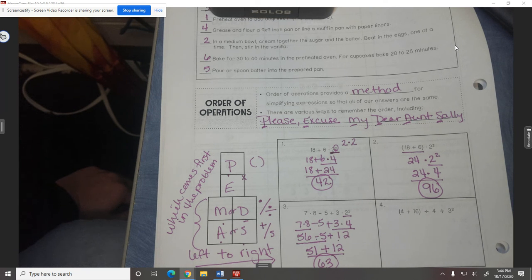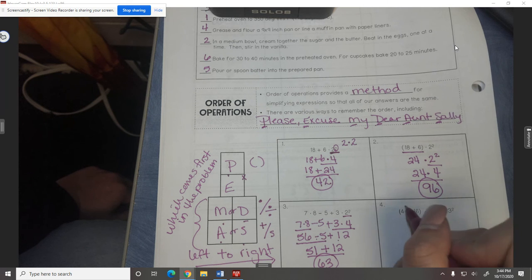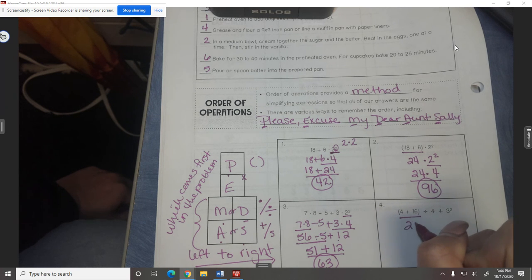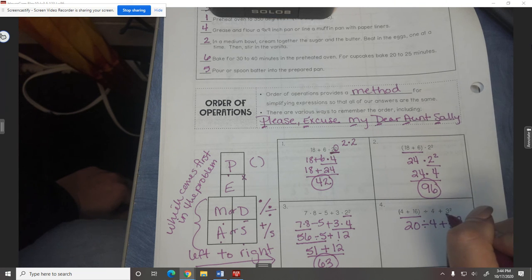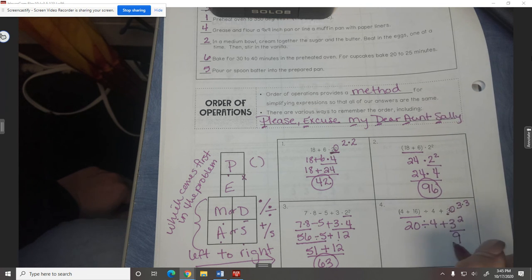All right, and number 4, we've got parentheses, so we do parentheses first. All right. Then I have exponents, 3 squared. Remember, this is not 3 times 2. Remember, that means our base is 3. We're multiplying by 3 2 times, so it means 3 times 3. So it gives me 9.